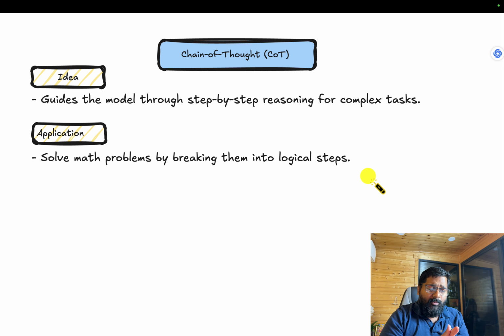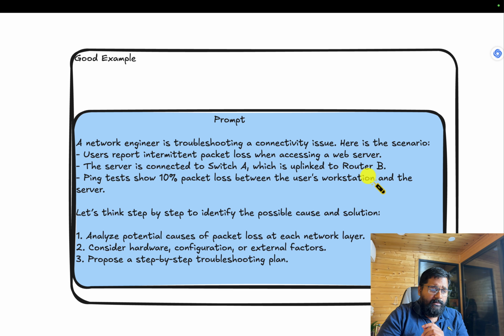What's the application? Solve math problems by breaking them into logical steps. It can be for any logical problems or any of our networking problems as well. Let's see a good example here, right? A network engineer is troubleshooting a connectivity issue. Users report intermittent packet loss. Server is connected to switch A, uplink to router B. Ping test shows 10% loss between the user's workstation and the server. This is an interesting prompt. Let's think step by step to identify the possible cause and solution, analyze potential causes, consider hardware configuration, propose a step-by-step troubleshooting plan. This is technically a very solid way to update the ticket, to be honest.